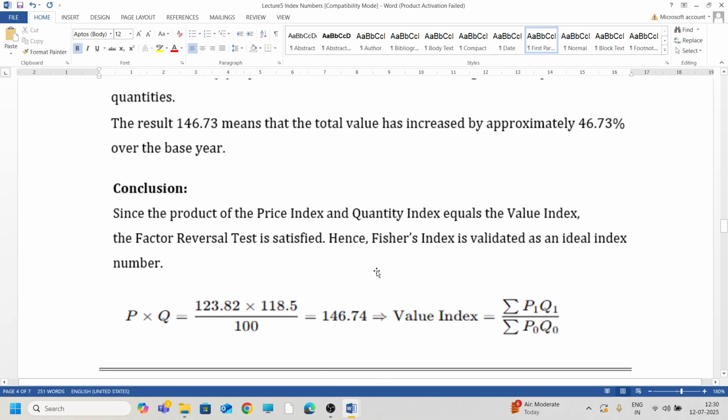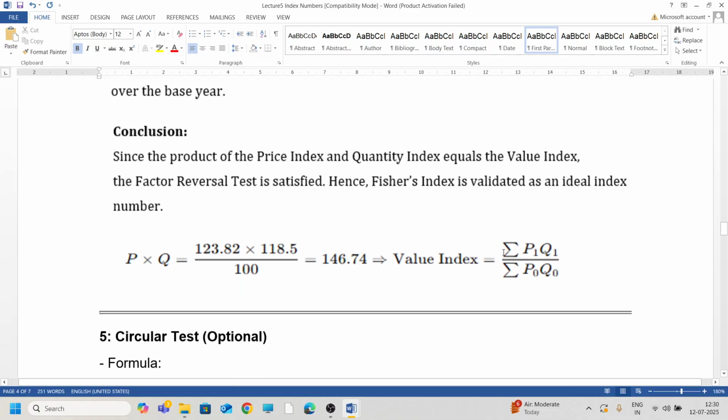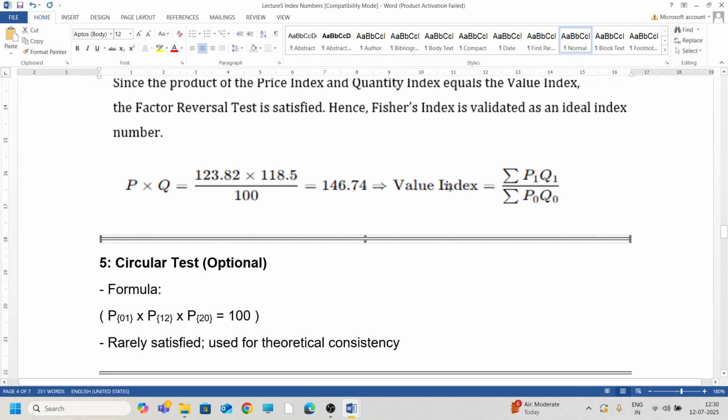So 46.73%. Now the conclusion is, since the product of the price index and the quantity index equals the value index, P into Q equals V, the factor reversal test is satisfied. Hence, the Fisher index is validated as an ideal index number. So the Fisher index validates the value index.